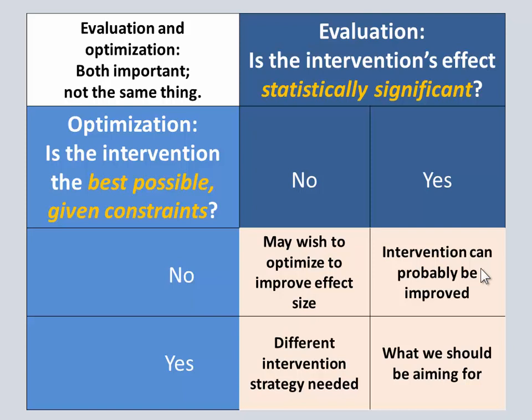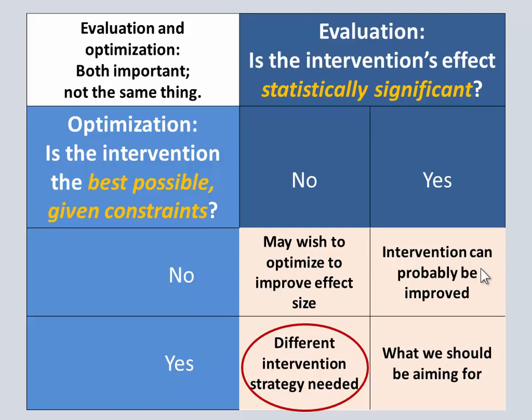And you see that all four of these are possible. So suppose you evaluate an intervention, it's not statistically significant or not clinically significant, but it's not been optimized. So you could optimize it using effect size as a criterion. It is possible to include effect size in there as one element of the criterion. However, suppose it's not statistically significant, but it has been optimized, and that is possible. Just because you optimize an intervention, it doesn't necessarily mean that it's going to have a statistically significant effect.